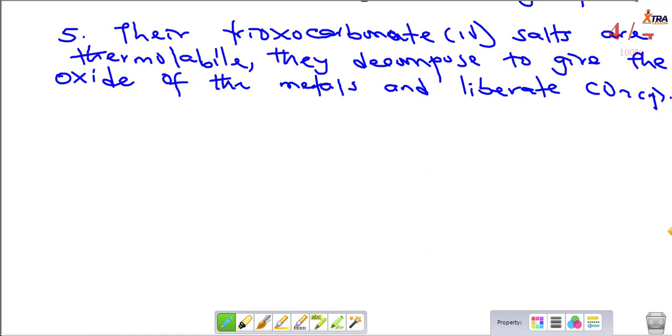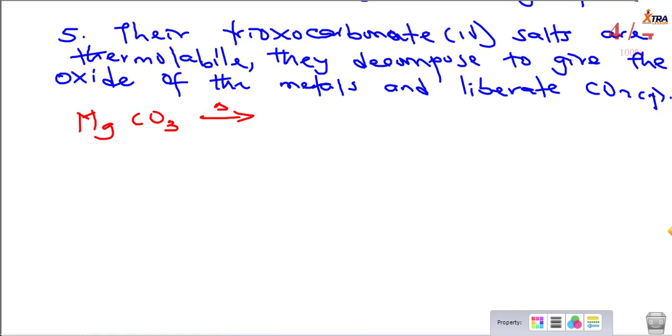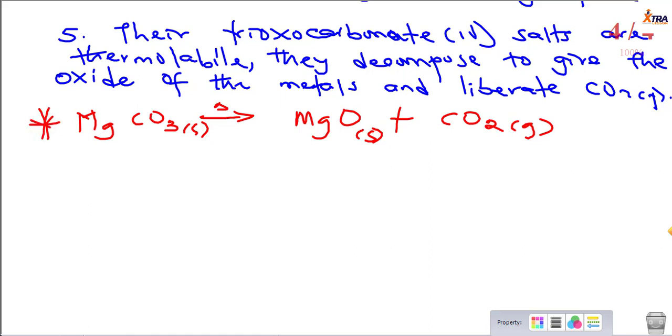So what group 2 elements do we have? Magnesium, right? Let's start with magnesium. Magnesium carbonate, MgCO3, can be decomposed in the presence of heat. The small triangle on the arrow signifies heat. In its solid state it gives us magnesium oxide, which is the oxide of the metal. What else do you have? You have carbon 4 oxide gas liberated. Very simple chemistry. They are thermolabile and decompose upon heating to give the oxide of the metal and liberate carbon 4 oxide gas.